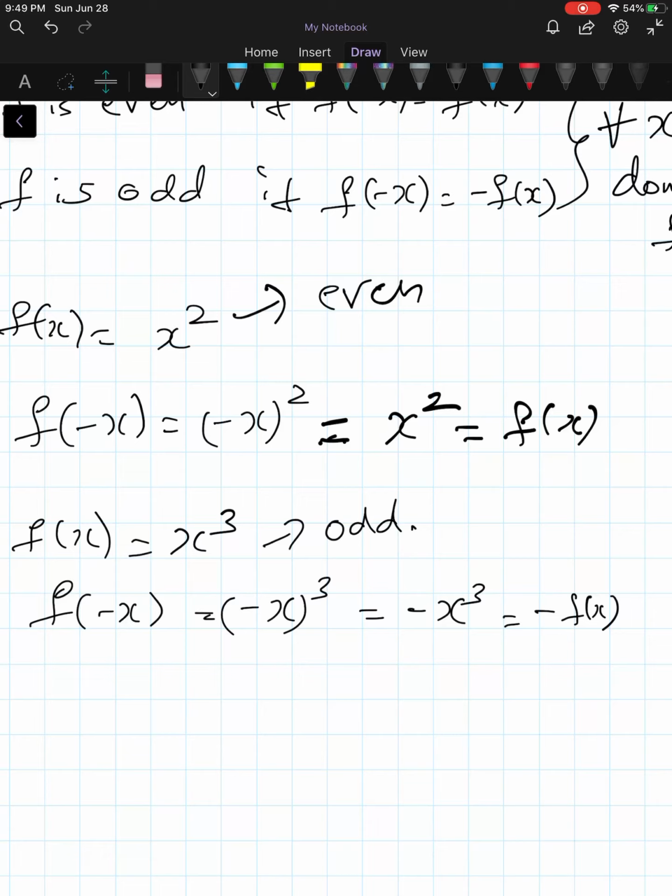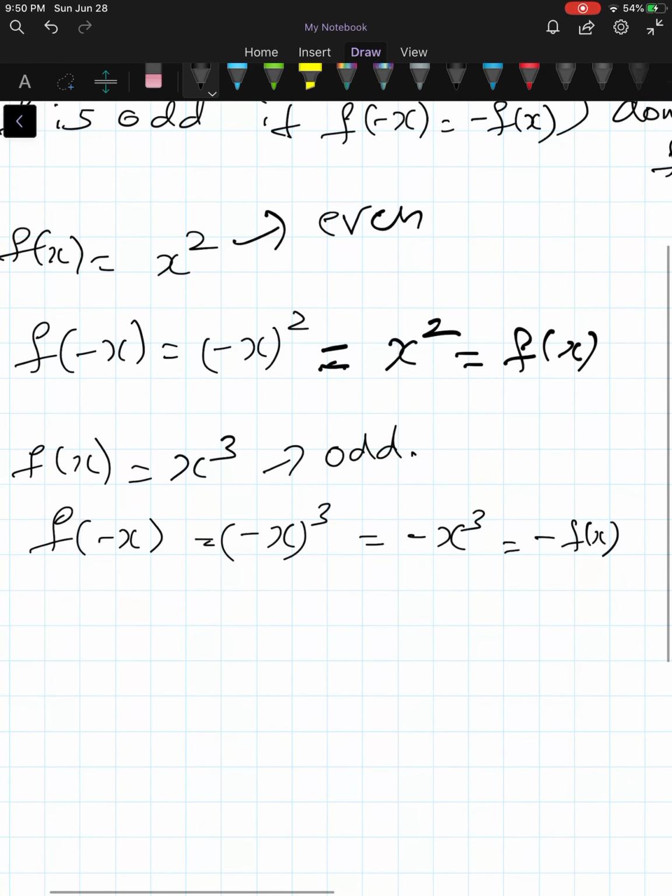82 or 84. So 84 we already did it: determine whether the function is even or odd, or you can also use the symmetry, check the symmetry using the graph, or you can use the symmetric test. So 84 we have already done that. The function is f of x is equal to x cube.